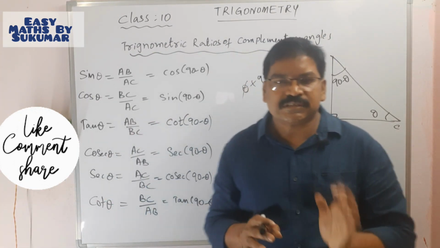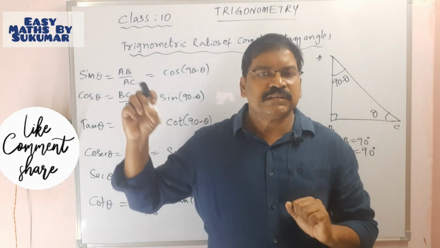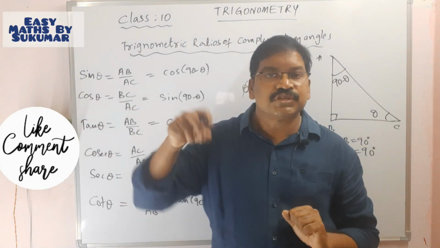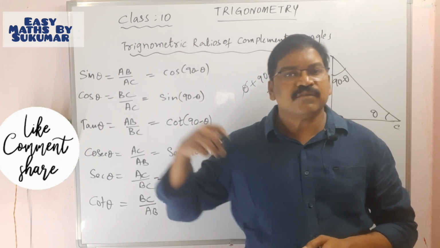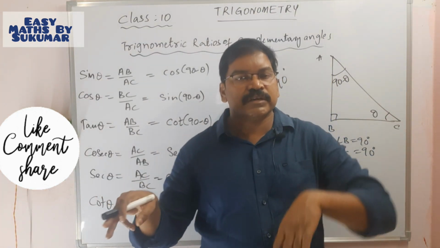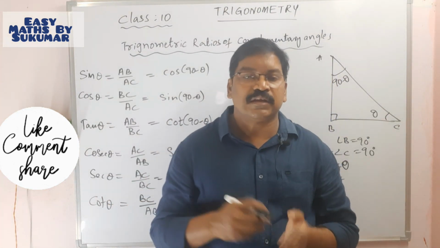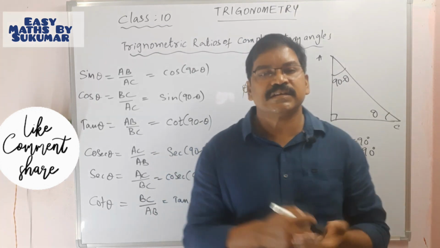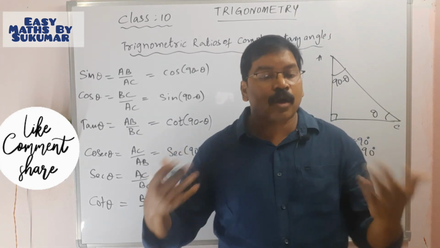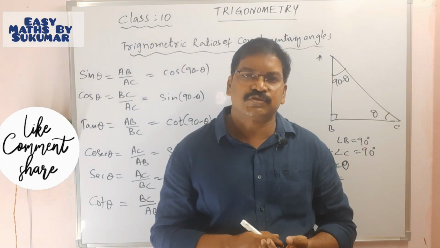Okay, so that means, for example, sin 30 is 1 by 2, cos 60 is also 1 by 2. Sin 45 is 1 by root 2, it is also equal to cos 45. Why? 45 plus 45 is 90 degrees. They are complementary angles. Okay, my dear students.